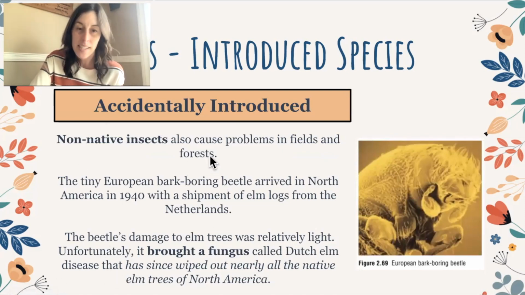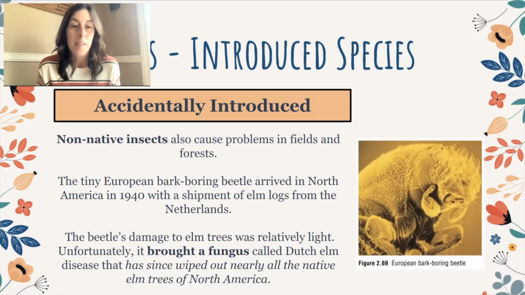A non-native insect also causes problems in fields and forests. The tiny European bark boring beetle arrived in North America in 1940 with a shipment of elm logs from the Netherlands. So they were shipping over some wood from the Netherlands, and these bark boring beetles came with it by accident.